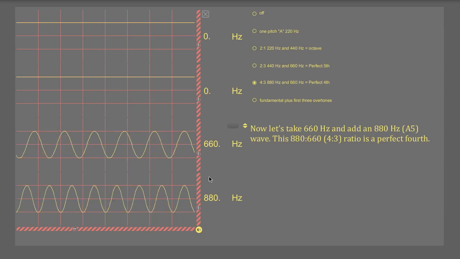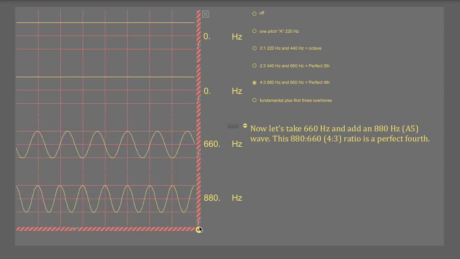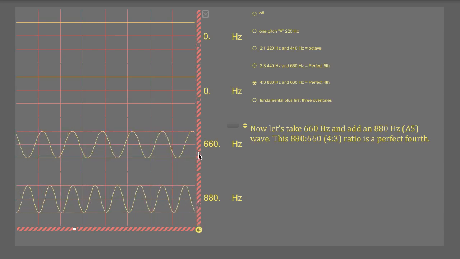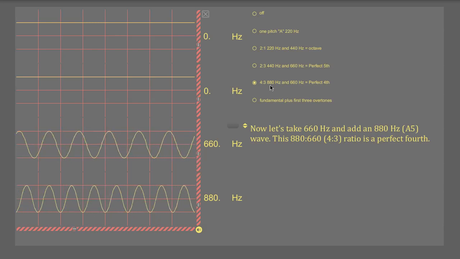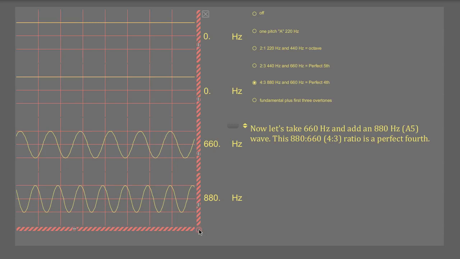Do, do. Here's the lower component, and here's the upper component. Do, do, do. So now we have 3 different intervals just using some basic ratios. We have a 2 to 1 octave, a 3 to 2 fifth, and a 4 to 3 fourth.